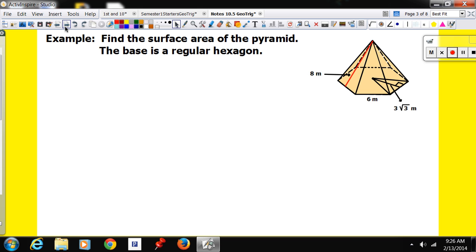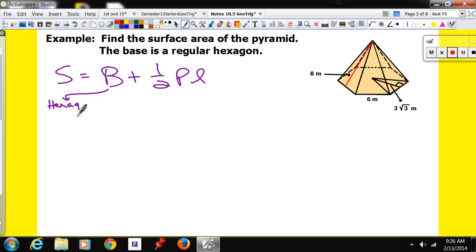Okay, so what we want to do is first rewrite our formula. So surface area is big B plus 1/2 PL. I'll use cursive L there for our slant height. 1/2 times P times L, and then you add the base to it to get the whole surface area. That means we want to cover the whole thing. B plus 1/2 perimeter of the base and the slant height. So first thing we need to do is find the perimeter of the hexagon. My base is a hexagon. Do you remember the formula to find the area of a hexagon?